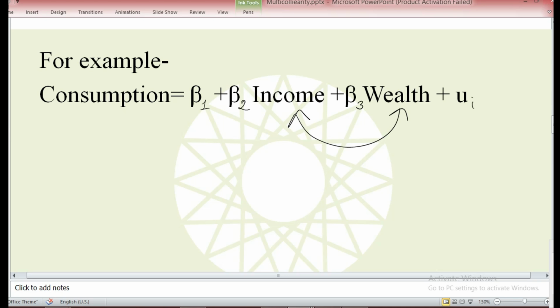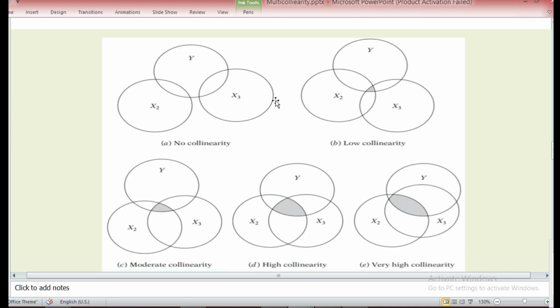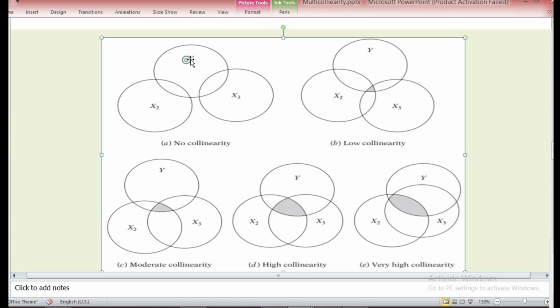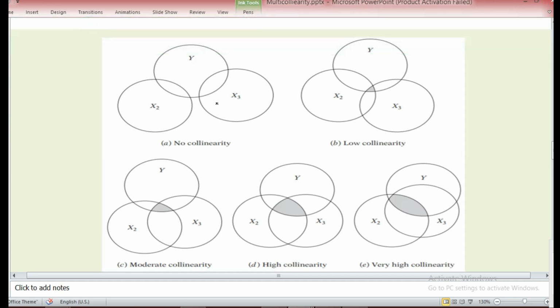Okay, so to make it clearer, there is a diagram, and here you see that this circle y represents the dependent variable, consumption, and x2 and x3 are the independent variables. The x2 is income and this is wealth. So there is no multicollinearity here, that is, income and wealth are not related to each other in this diagram.